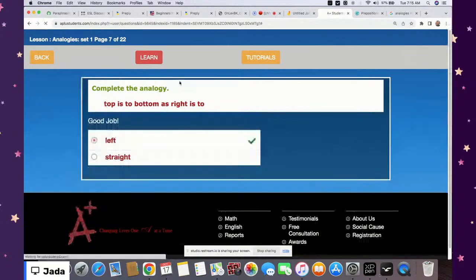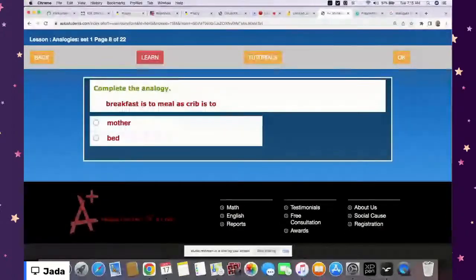Breakfast is to meal as crib is to what? Mother or bed? So mother or bed. Crib is to bed.